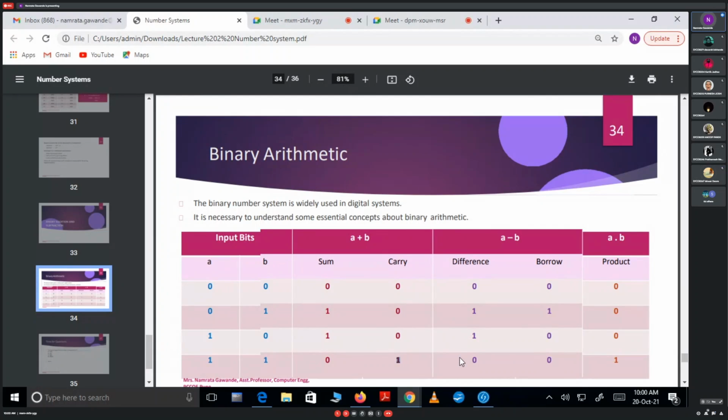These are the standard representations, a plus b and a minus b, which you have to learn as they are. This is nothing but the OR gate representation of this. We'll come to this part again later in detail: why and how this borrow will be generated.